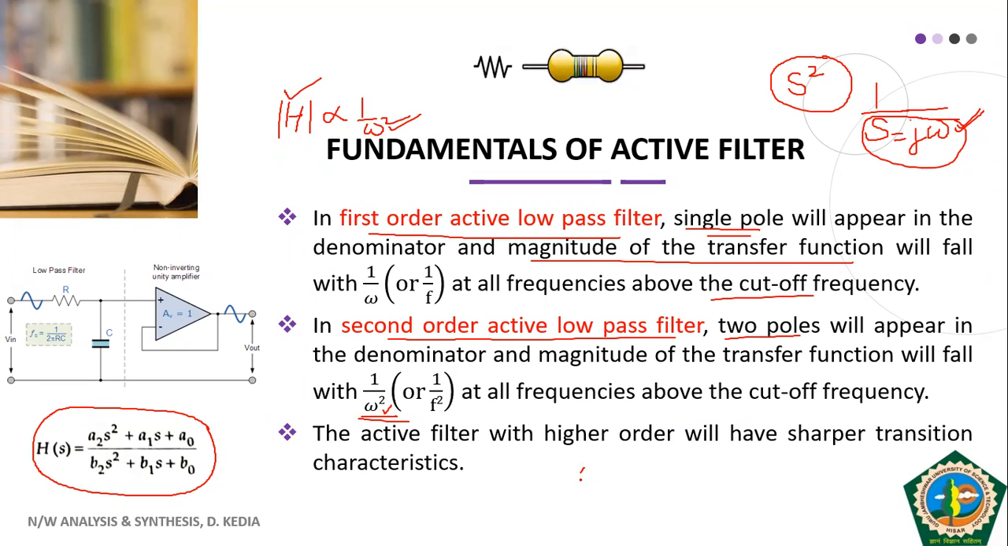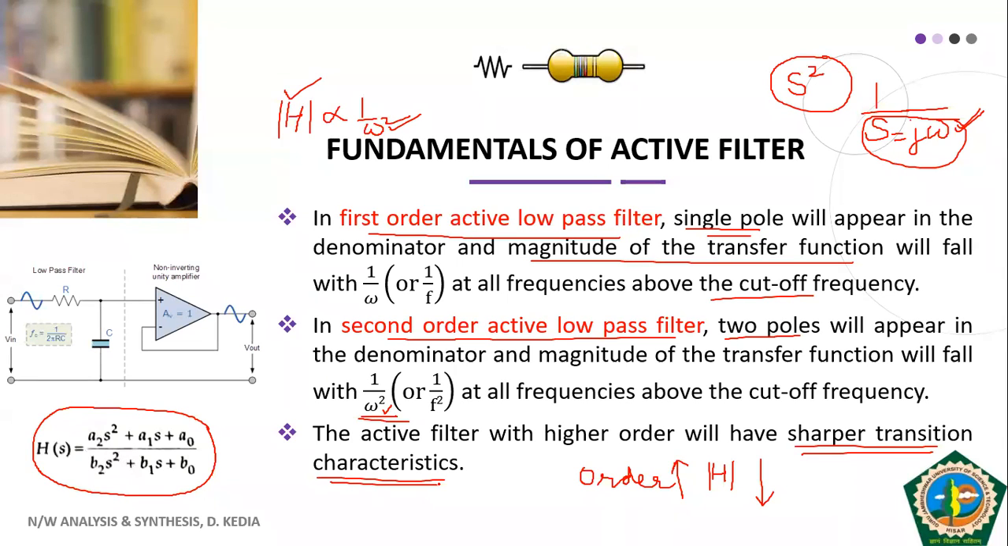So as the order of the filter increases, the magnitude of the transfer function decreases rapidly. Magnitude decreases means sharp attenuation is taking place. That is a very, very important point here. You should remember this, that by increasing the order of the filter, we can have a sharp cutoff in case of our active filters.